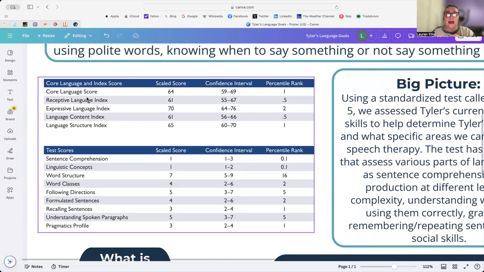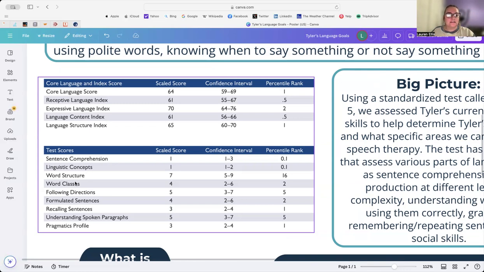And we learned that he is struggling in those areas, which are general areas of language. So that kind of helped identify to us that language as a whole is something that is difficult for Tyler that we can work on.